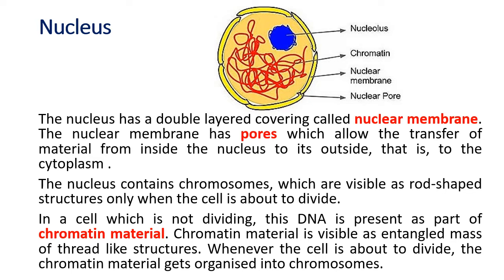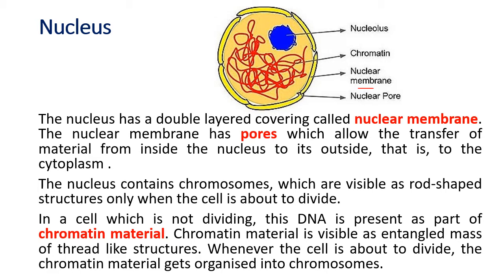So the different parts of the nucleus are the nucleolus, but first we start with the border. The nucleus has a double layered membrane called the nuclear membrane. So where is the nuclear membrane? It surrounds the nucleus. Where is the nucleus? Inside the cell. So this nuclear membrane separates the cytoplasm from the nucleus.